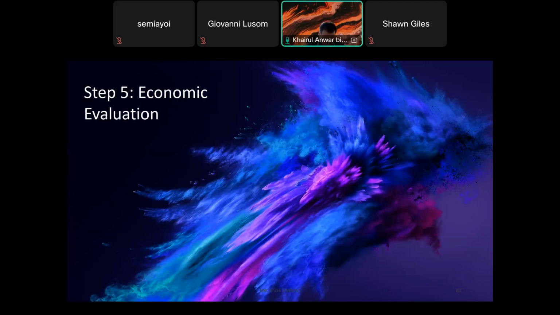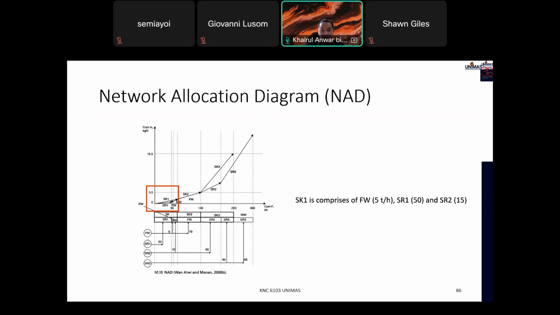Studies in the book. Study for this network allocation diagram. So that's all.